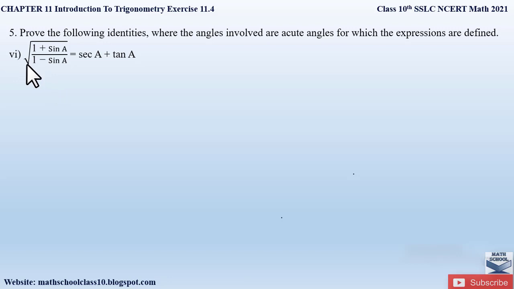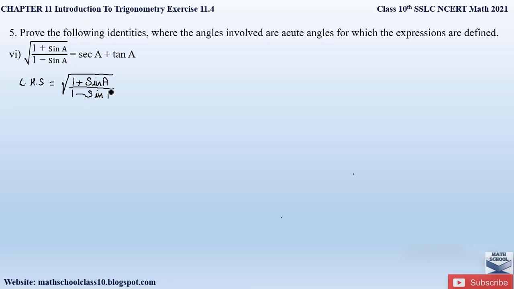So the question is, square root of 1 plus sin a divided by 1 minus sin a is equal to secant a plus tan a. So here we have to prove the left hand side is equal to the right hand side. So let us consider the left hand side part and prove it to be equal to the right hand side part. So left hand side is given as square root of 1 plus sin a divided by 1 minus sin a.